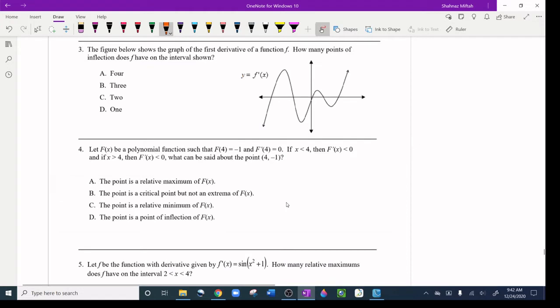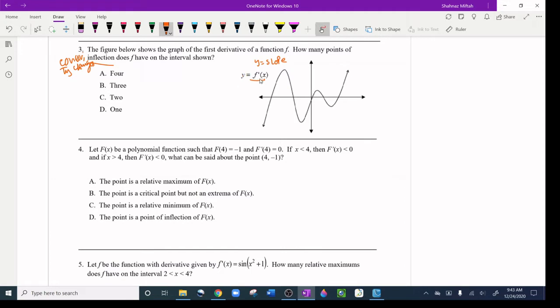Question number 3. The figure below shows the graph of the first derivative of the function. So that's the first derivative, which means every y is a slope. How many points of inflection does f have on the interval? Point of inflection means what? Concavity changes, right? Concavity changes.